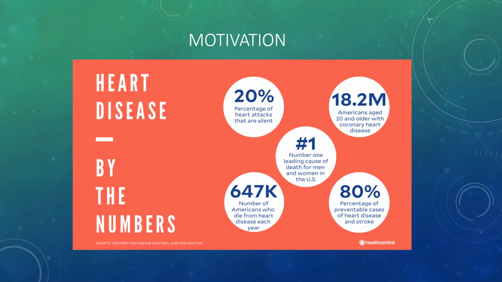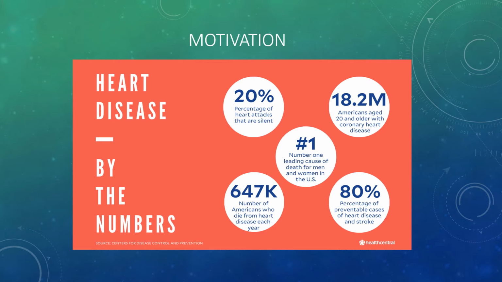So the motivation for this project was that heart disease is the number one leading cause of death for both men and women in the United States, and yet 80% of those cases are preventable. Studies have shown that the earliest possible prevention is the best. Finding heart disease early will save many lives. So the best way to do that would be to use a model that can predict whether or not a patient has heart disease using their data.